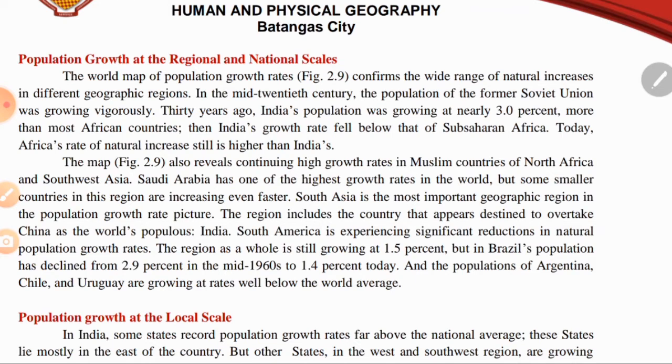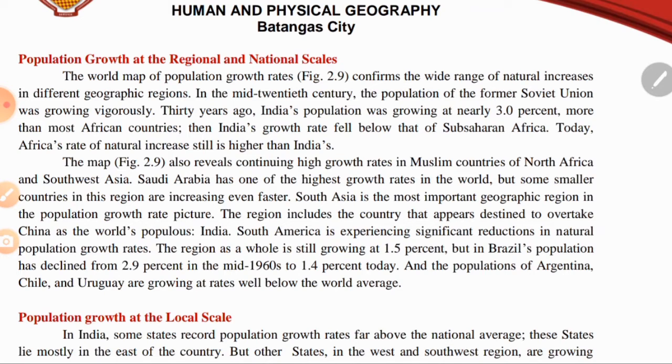Then the map also reveals the continuing high growth rates in Muslim countries of North Africa and Southwest Asia. Saudi Arabia has one of the highest growth rates in the world, but some smaller countries in this region are increasing even faster.